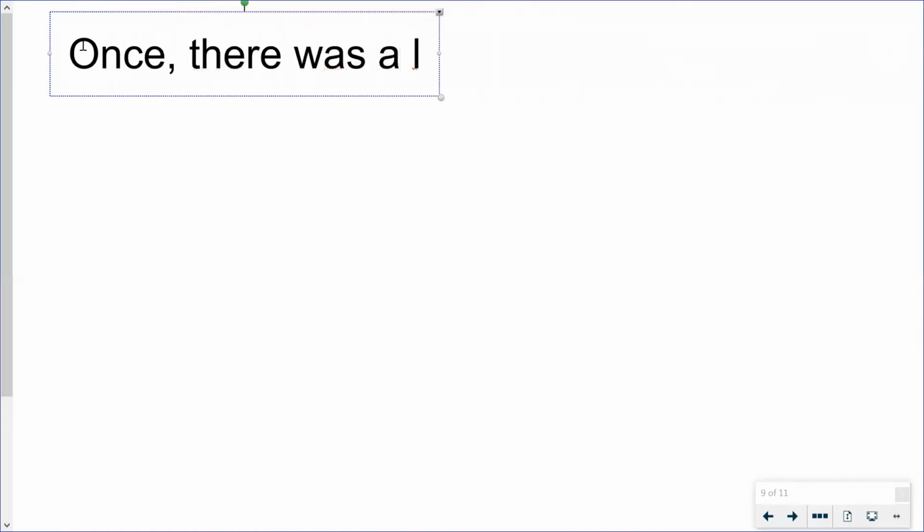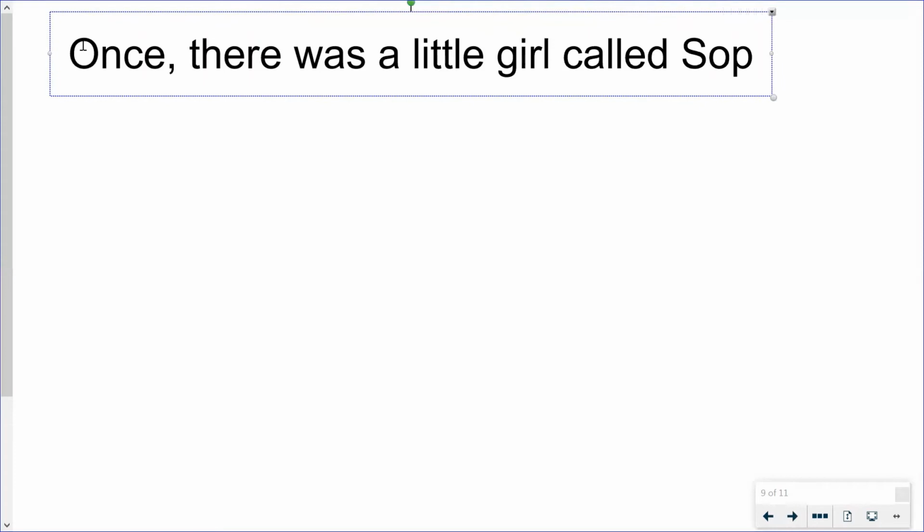So I'm going to start with a capital letter. Well done. So once there was a little. Do you remember how to write the word little? Little, little girl. Can you sound that out for me? Girl, fantastic. Called Sophie. Now I can write next to it. So when I start my new sentence, what kind of letter do I need? Fantastic, and the capital letter.